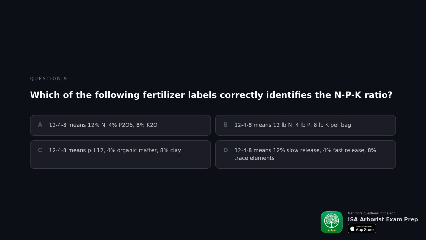Which of the following fertilizer labels correctly identifies the NPK ratio? A. 12-4-8 means 12N, 4P2O5, 8K2O. B. 12-4-8 means 12 lb N, 4 lb P, 8 lb K per bag. C. 12-4-8 means pH 12, 4 organic matter, 8 clay. D. 12-4-8 means 12 slow release, 4 fast release, 8 trace elements.